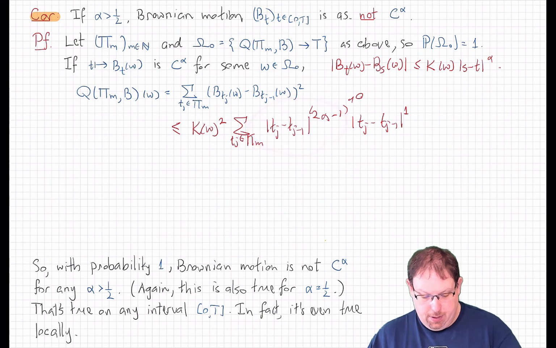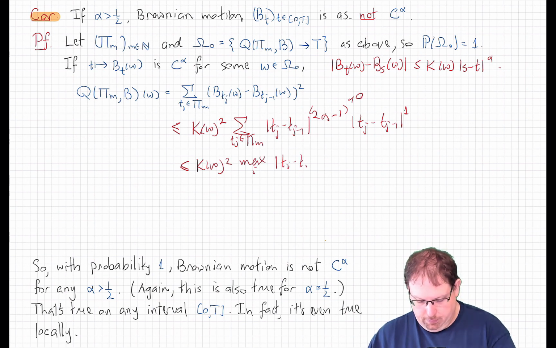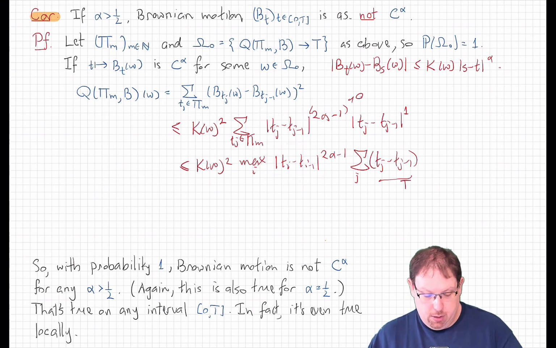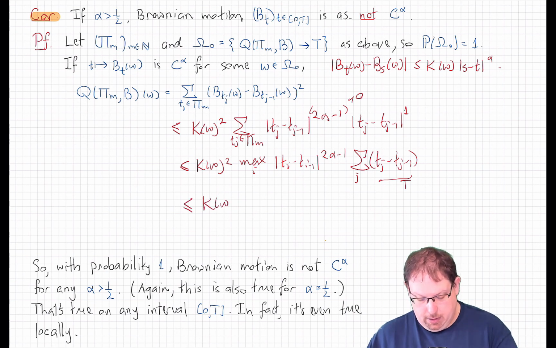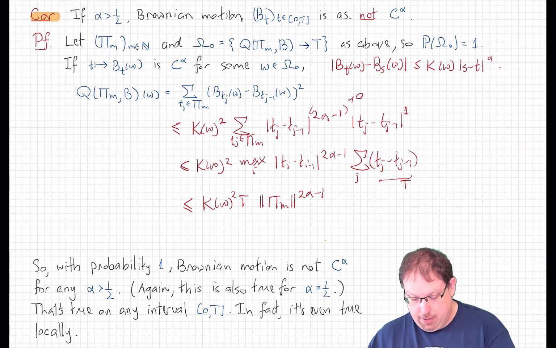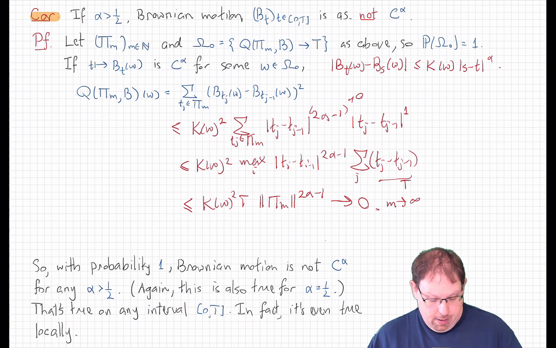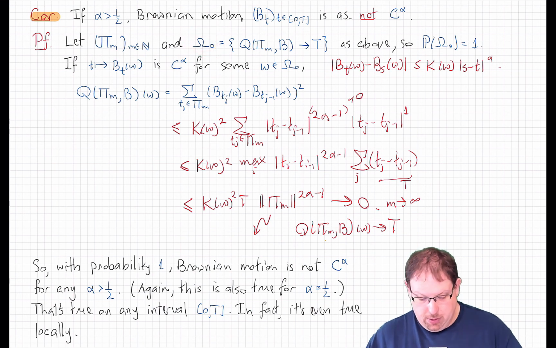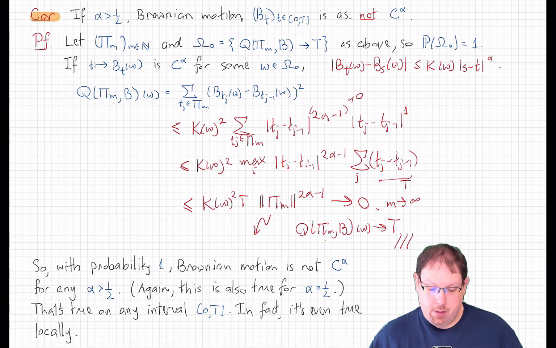Now we bound the terms in here by their maximum. And all we're left with is the sum over partition points of t_j minus t_{j-1}. But of course we know that that telescoping sum is just equal to capital T. Now this maximum here is exactly the partition mesh. And so what we've shown is that this is less than or equal to a constant times the mesh to some positive power. And that, of course, goes to 0 as m goes to infinity, which contradicts the fact that the quadratic variation, as you've shown in your homework, actually converges to t for all omega in here. And so that completes the proof that the Brownian paths are not C alpha on this probability 1 event.